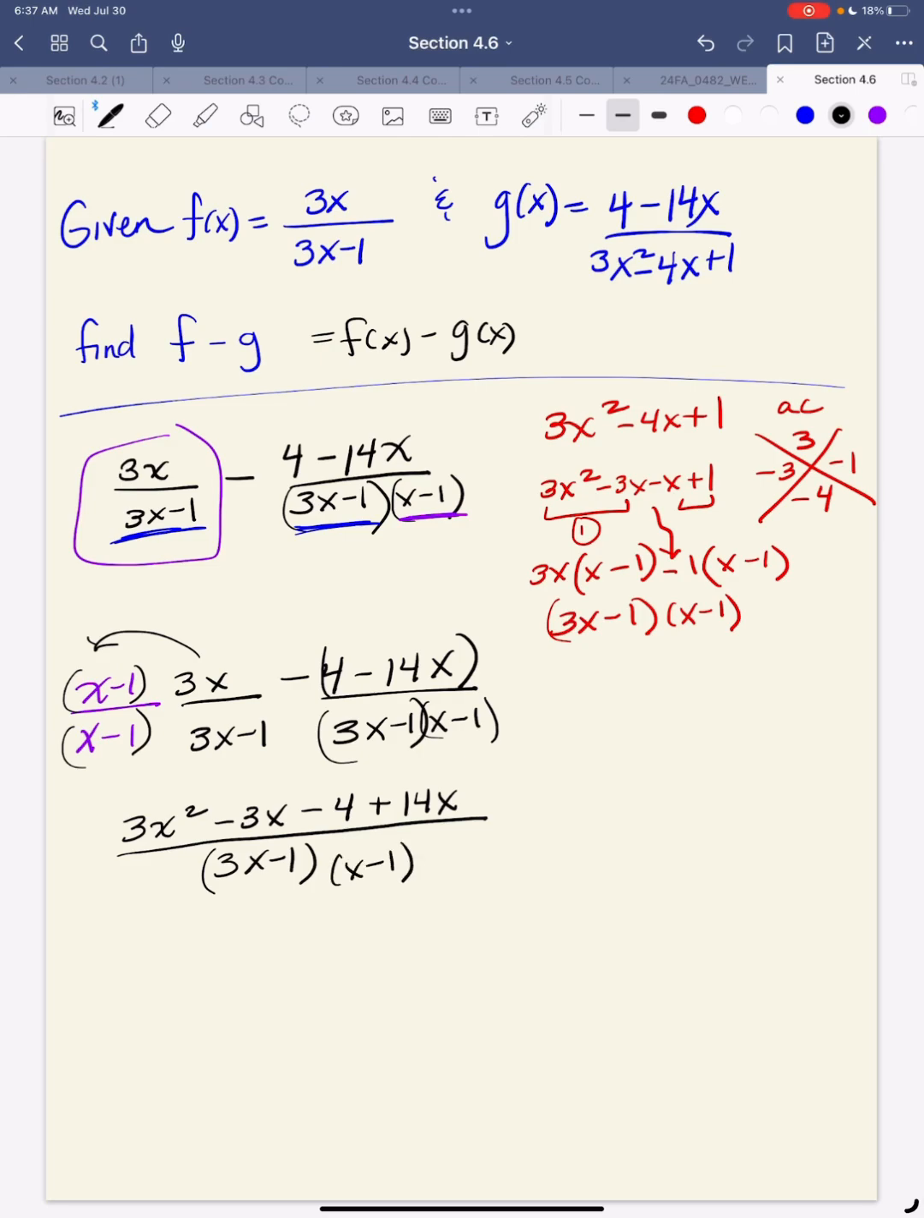Now let's clean up our numerator. 3x squared minus 3x plus 14x is going to give me plus 11x. And then we have minus 4. And this is all over 3x minus 1, x minus 1.